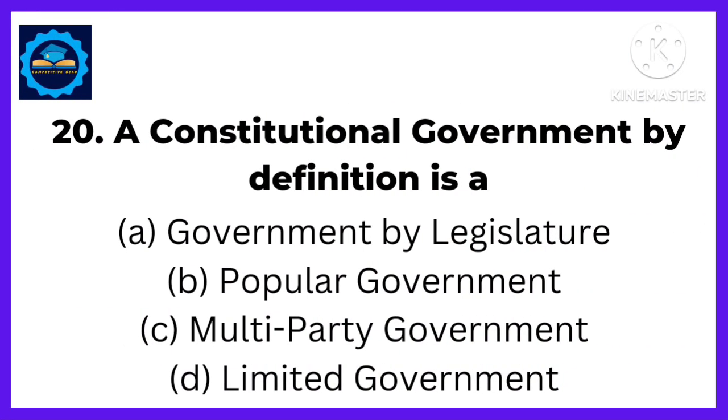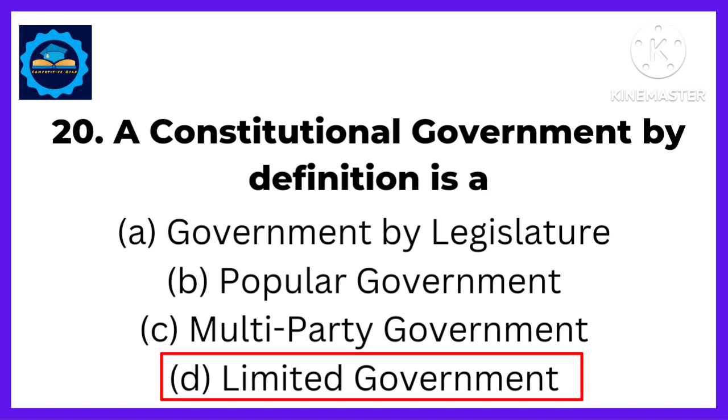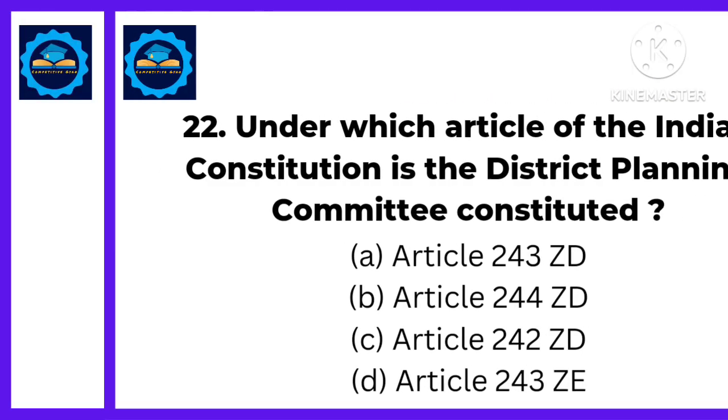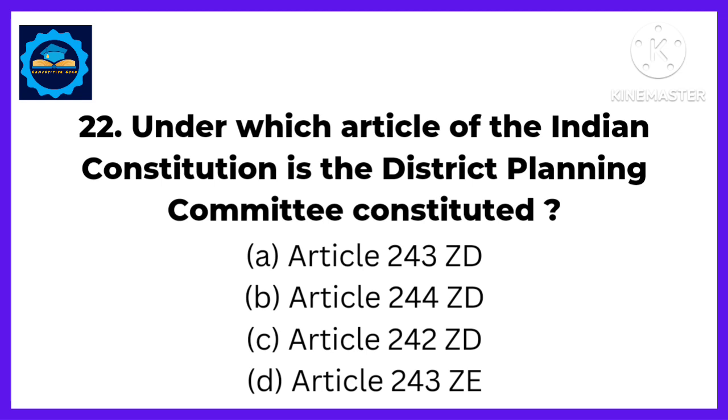Next, a constitutional government by definition is a? Answer: Limited government. Next, the tenure of a mayor in urban bodies is of? Answer: 5 years. Next, under which article of the Indian Constitution is the District Planning Committee constituted? Answer: Under Article 243ZD.